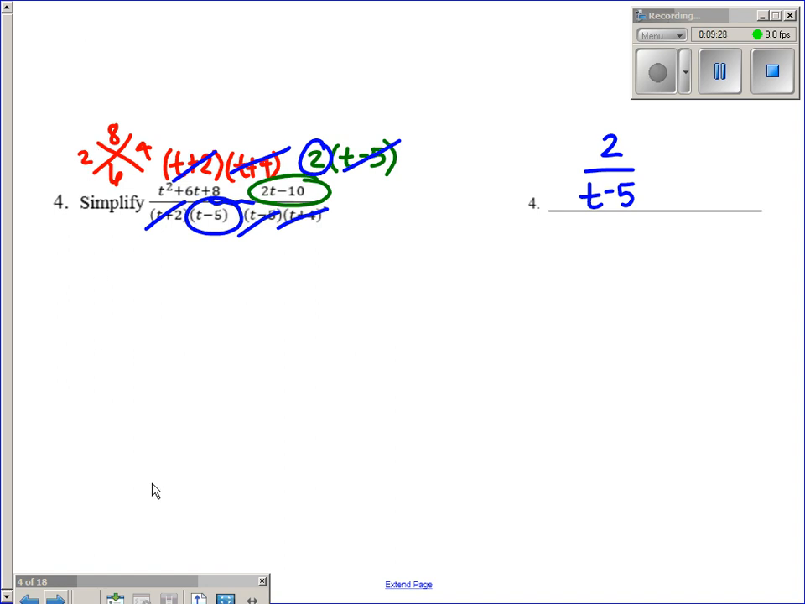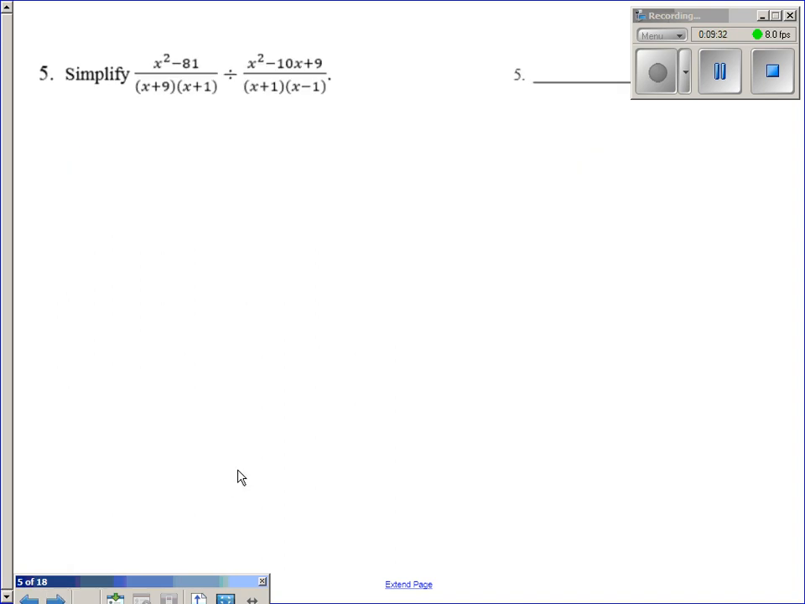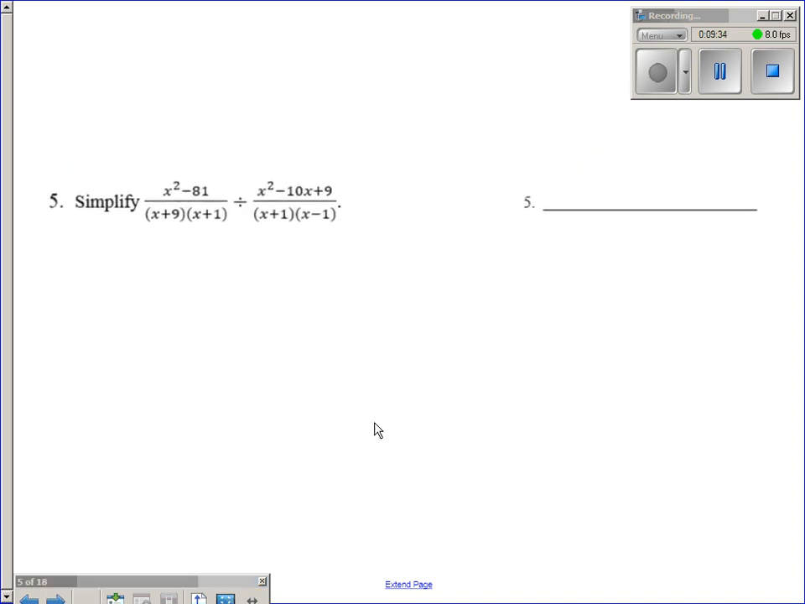I think that was everything. Yep. Okay, next one is a division. Again, this one does not ask for the restrictions, so we are just simplifying.